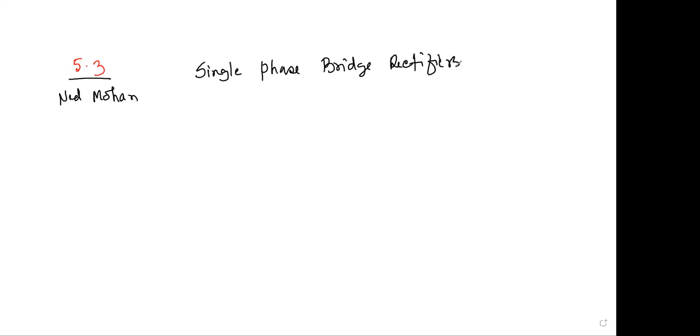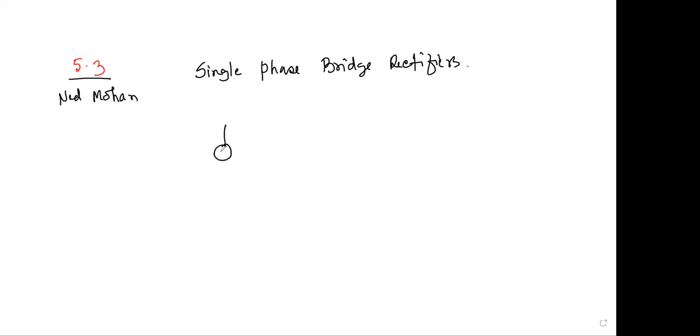Today I'm going to introduce article 5.3 from Nirvana. I am still continuing from Nirvana. Single phase rectifiers. Normally, the rectifier, I have already shown the basic diagram of the rectifier to you.